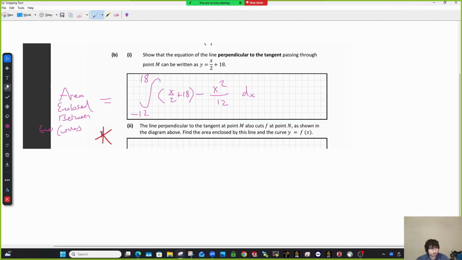Okay. So let's do this integration. You could basically just integrate this straight away. There's no need to take anything away. So I can basically just say the area here. I'll call it area now because we know it's the area enclosed. We can change this to a straight line because we can do the integration.